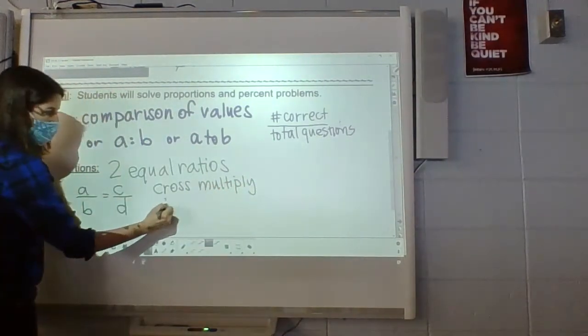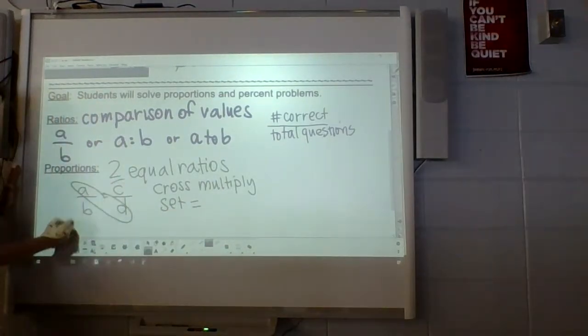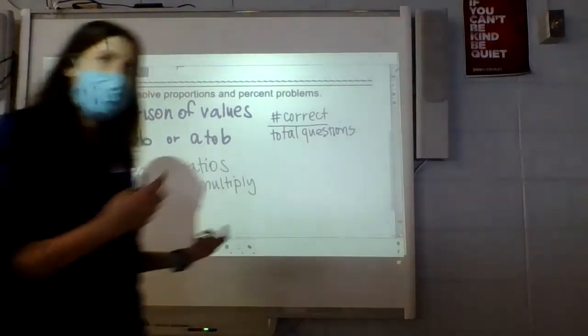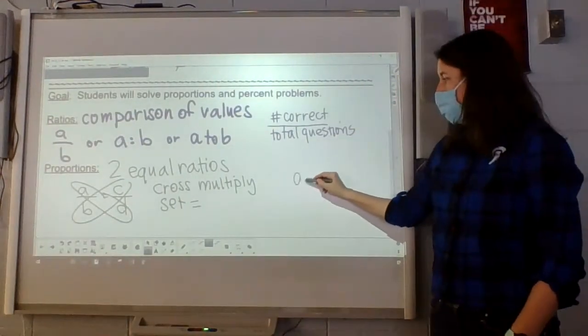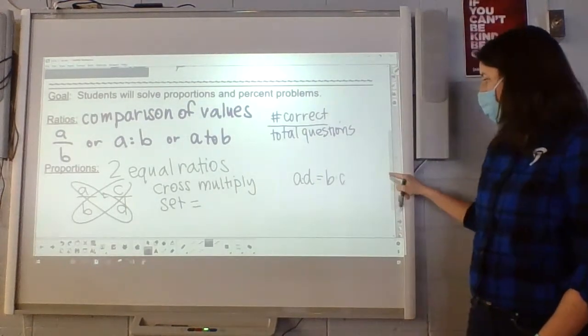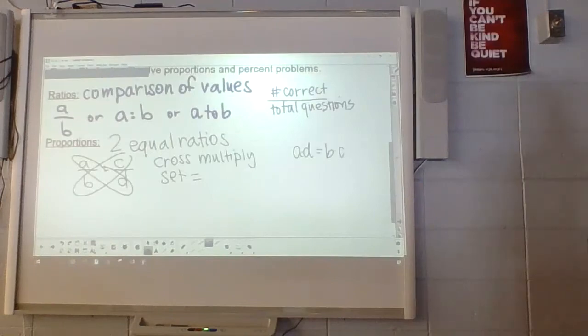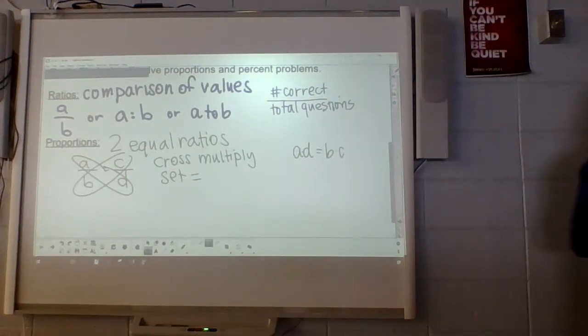And then we set them equal. So we're going to multiply the diagonals together. The way this is different than what we were talking about before is that this is an equation versus just being multiplication. So we cross multiply and set equal.